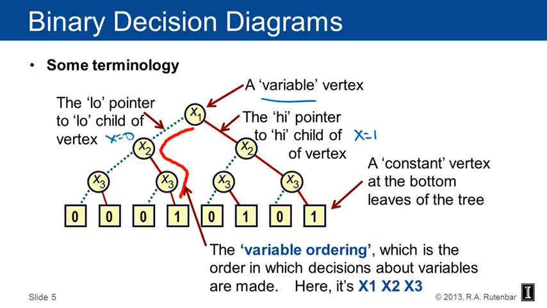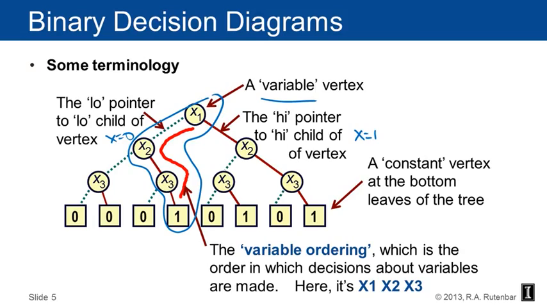And a variable ordering is just the order in which the decisions about the variables are made. So I'm just circling that, a big one right here. x1 gets a decision, and then x2 gets a decision, and then x3 gets a decision, and then we know enough to actually tell you what the value of the function is. In this case, it's a 1. That's called a variable ordering.